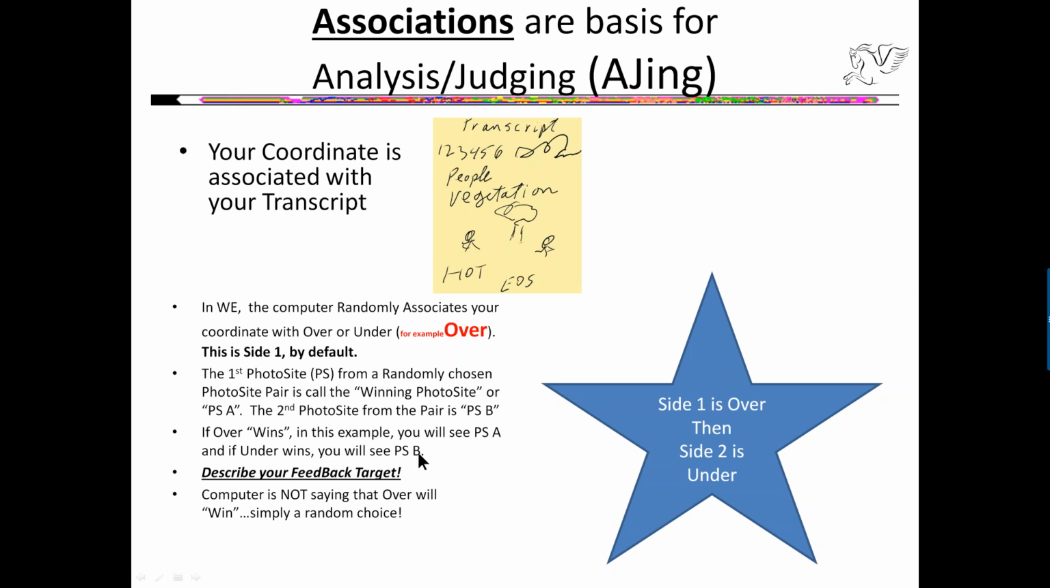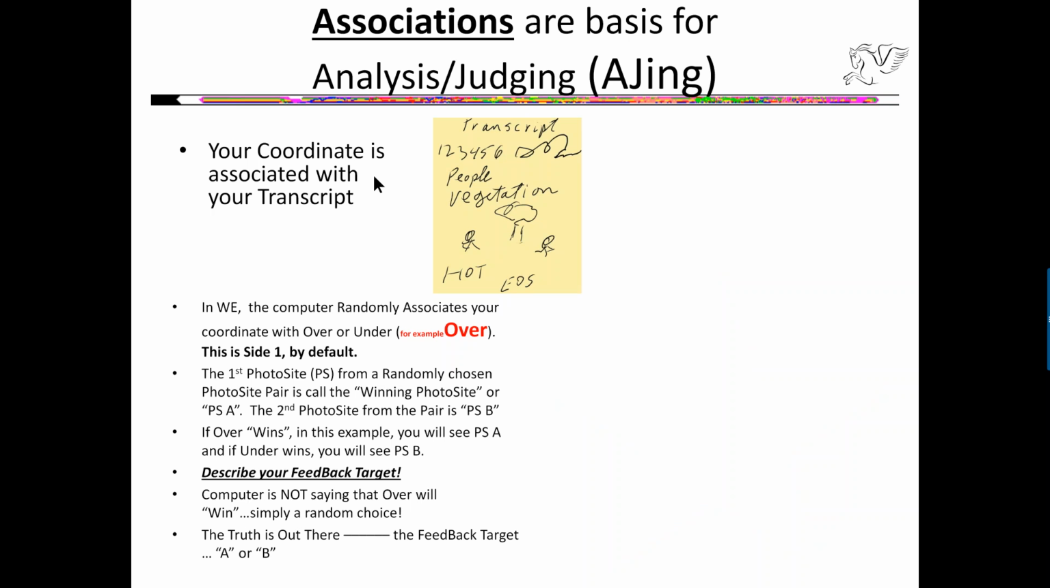So if under, in fact, wins, and the game score is 2 runs, you will see photo site B, and from your perspective, you will now get a hit if that is what you predicted. So you describe your feedback target. The truth is out there. Okay, and the feedback target is A or B based on the outcome of the game. So your coordinate is associated with the transcript. So is your feedback target. But that is not known until after the game.